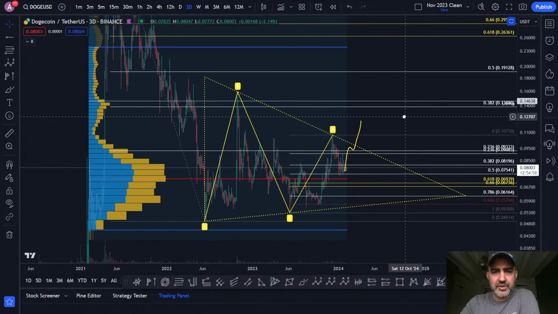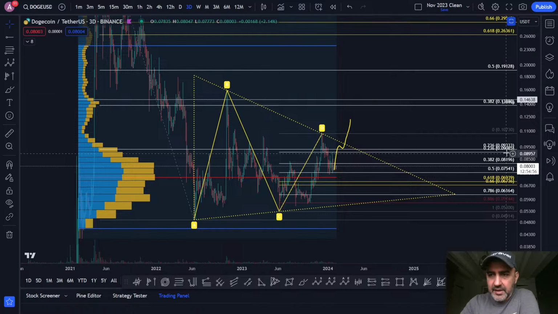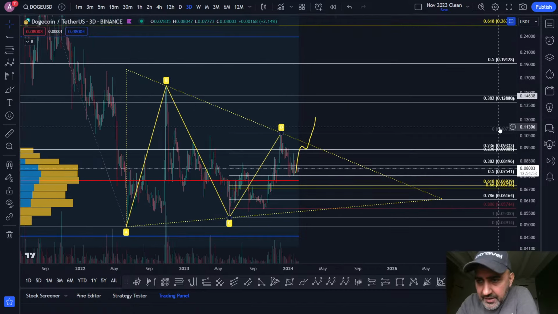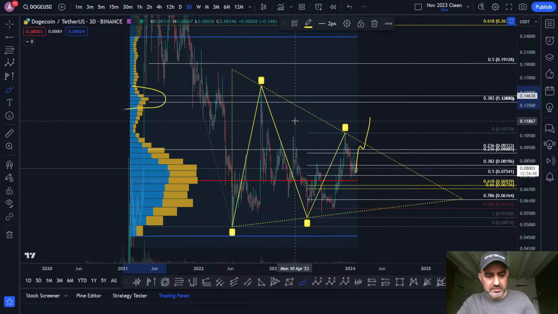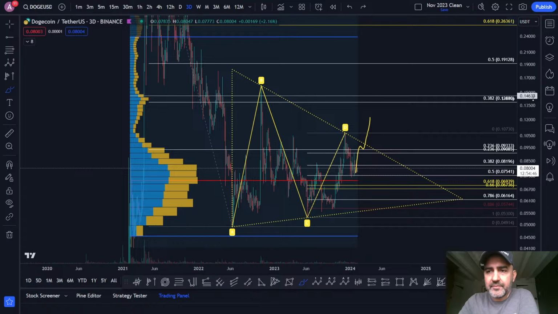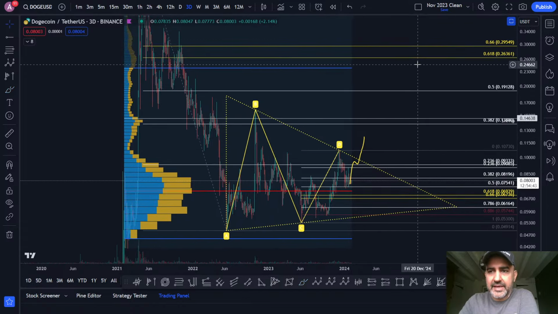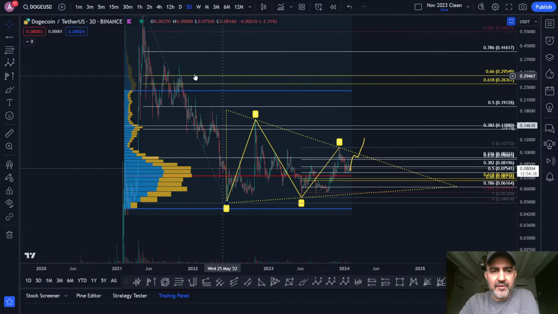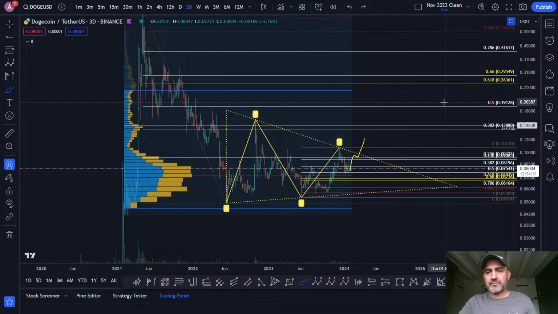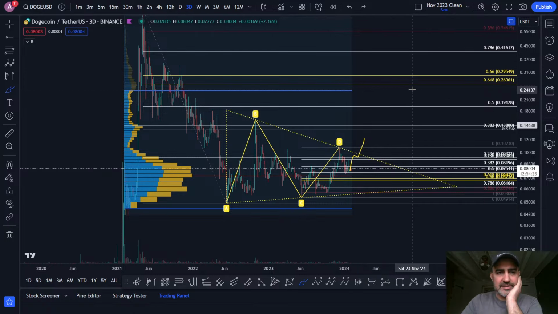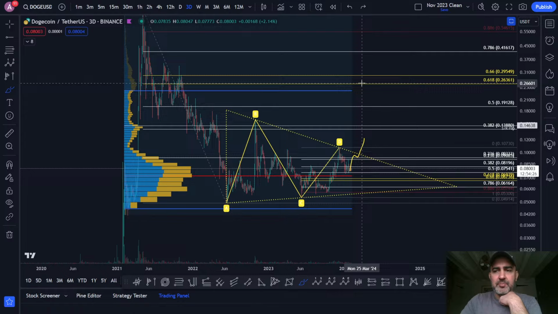And the targets, well, you have multiple targets. I think the first target is going to be this one here, 13.8, and that's coming into a high volume node here. And then your next major target is going to be much higher up, probably into the golden pocket area, into the value area high, this kind of area. I think if you get into the value area high, you're probably going into the golden pocket. So I don't really see why you wouldn't continue and push into the golden pocket, which is about 26 cents.